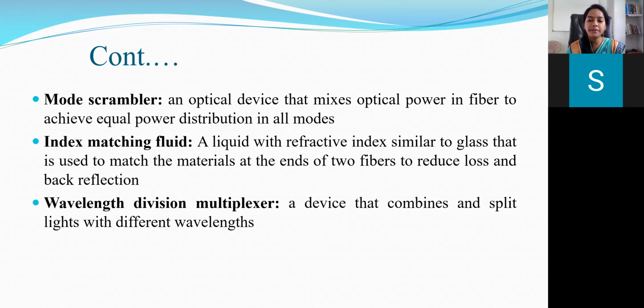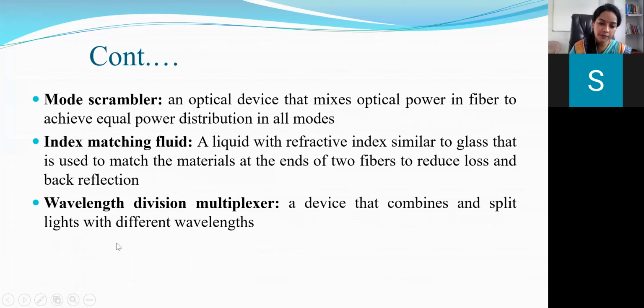So a liquid with refractive index similar to glass is used to match the material, and at the end of the two fibers it is used to reduce the losses and back reflections. Okay, this is called index matching fluid. These are all the components. These things come together whenever we are going to use an optical fiber cable or optical fiber communication.